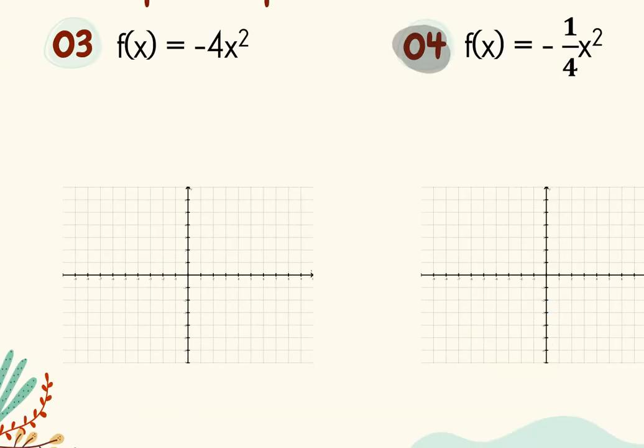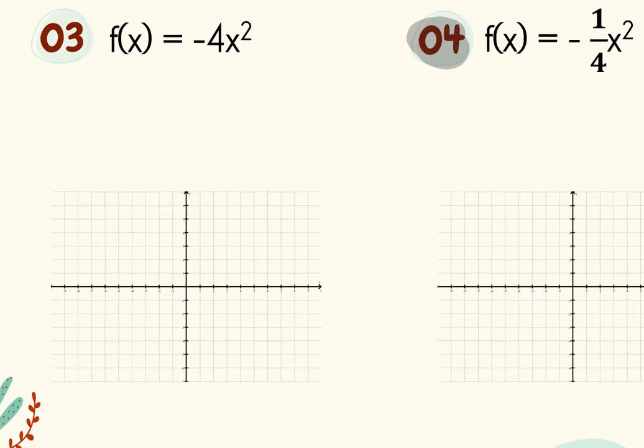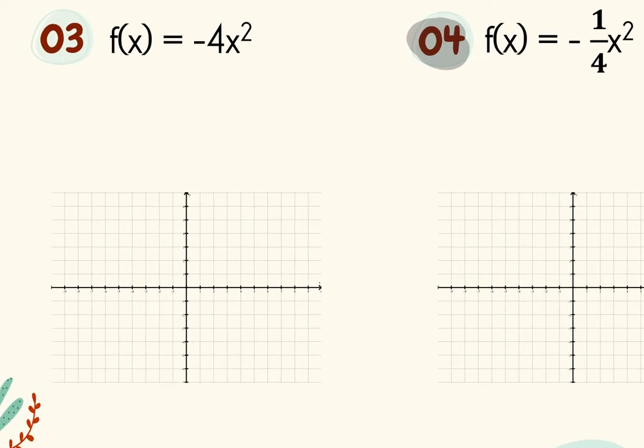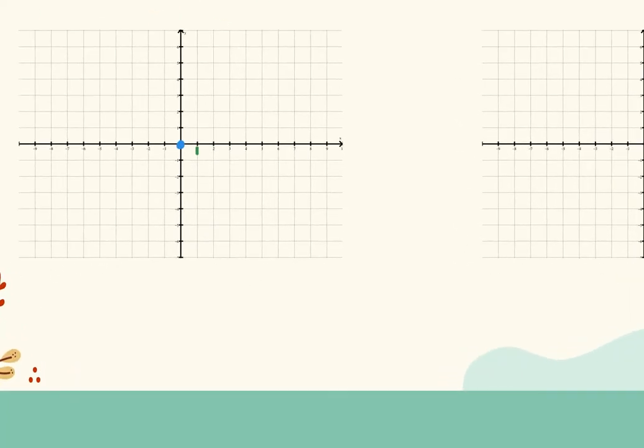So 3, what changed with 3? That hasn't happened yet. Negative on the front. What's a negative on the front do? Upside down. So there's still no horizontal or vertical shift, which means my vertex is still at 0, 0. If I plug in a positive 1, I'd get negative 4 times 1 squared, negative 4 times 1, which is negative 4. So 1, negative 4 is consistent with my graph pointing upside down.